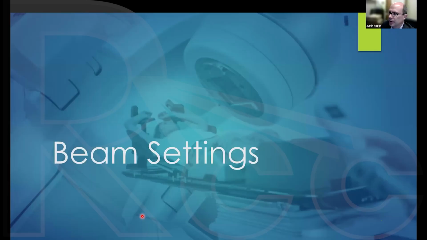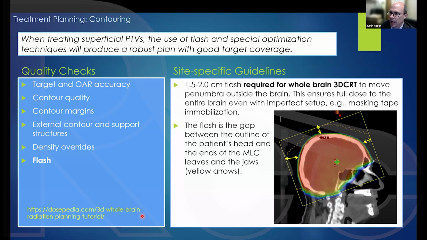Jose, there's a question in the chat asking about flash. Why do we even have flash in the first place, and what does flash mean? When I see flash, there's so much hype now around these ultra high dose rate radiation therapy plans. Sometimes I don't even think back to conventional flash.